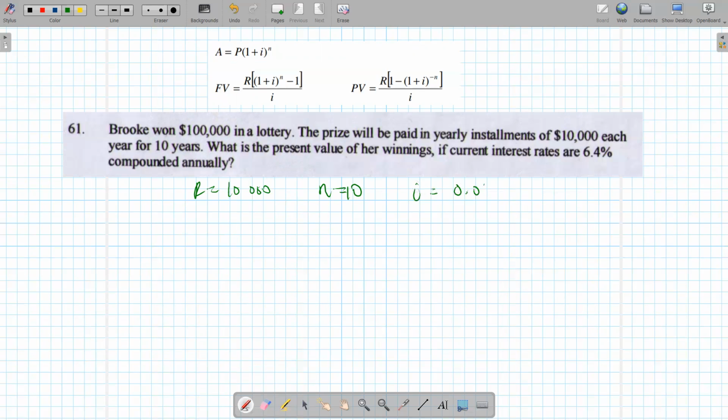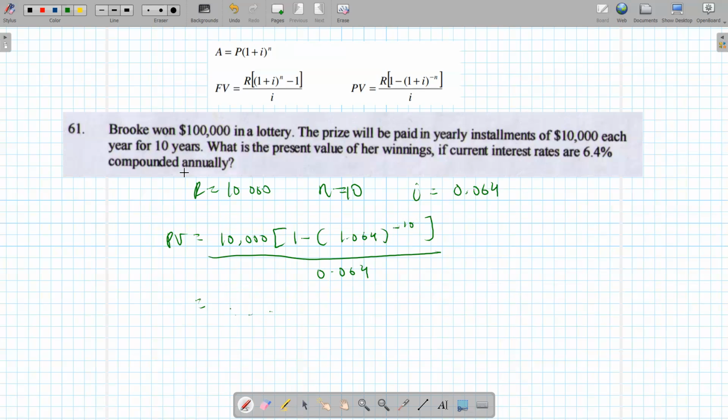I is 0.064, and we are looking for present value. It's going to be $10,000 times 1 minus 1 plus 0.064, which is 1.064, to the power of negative 10, all over 0.064, like that. Okay? Pretty straightforward. So here's a prediction. Is this number going to be less than 100,000 or more than 100,000? More.